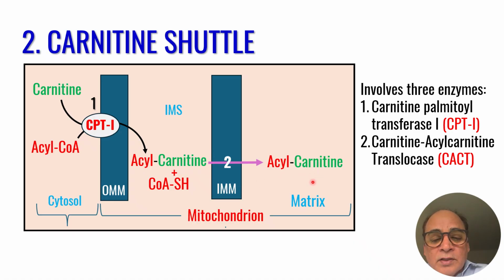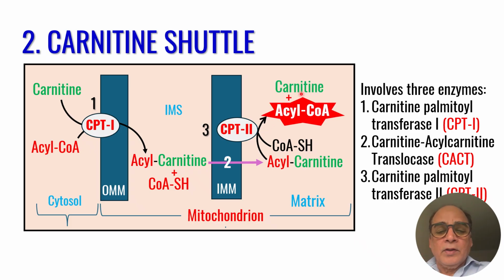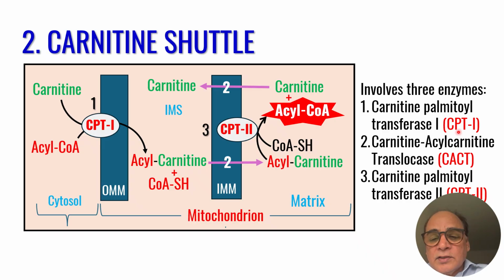Acyl-carnitine in the matrix, however, cannot be utilized. Therefore, it must be converted back to acyl-CoA utilizing the third enzyme known as CPT2 or carnitine palmitoyltransferase 2. This enzyme utilizes coenzyme A and regenerates acyl-CoA by releasing carnitine. Carnitine is subsequently translocated into the intermembrane space and cytosolic compartment. So the carnitine shuttle system is made up of three distinct enzymes, CPT1, CACT, and CPT2.